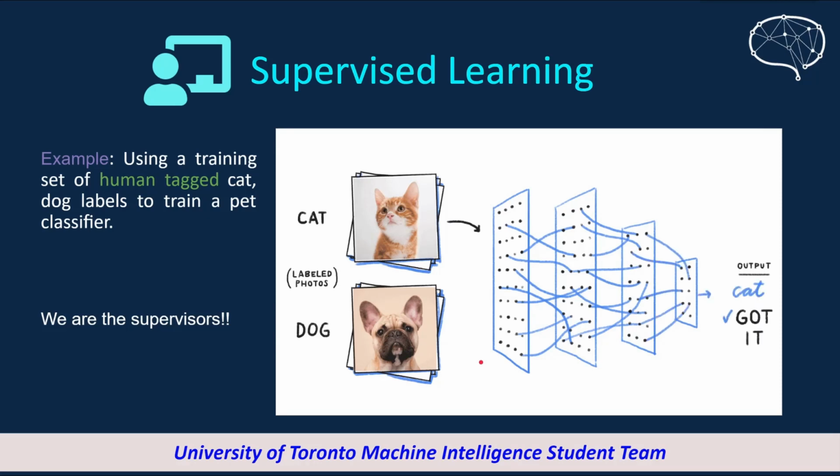So in this process, it's essential that we as programmers or trainers are the supervisor of this machine. We tell it whether its guess is correct or not, or whether its produced output is correct or not. If the output is not as expected, we will correct it, and the machine will update itself to learn in order to make a correct guess.